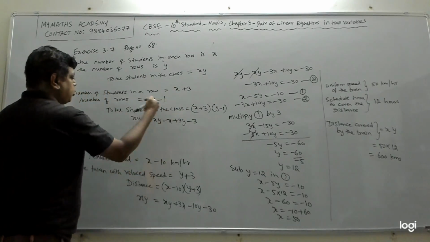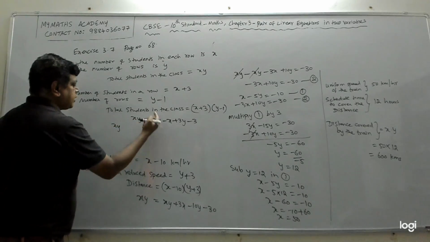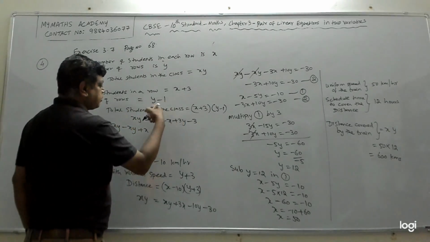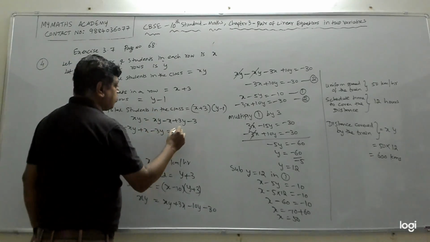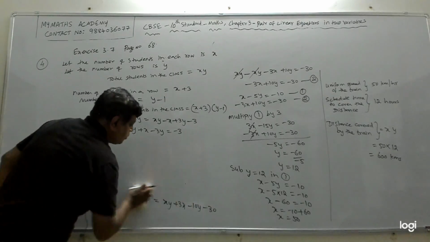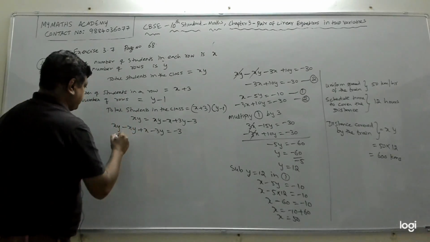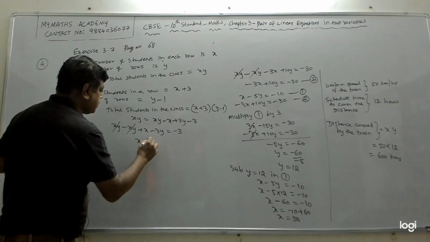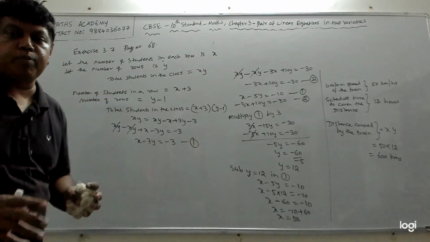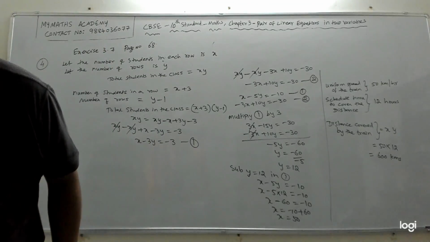Now let's bring everything to one side. We'll have xy. This xy comes here, it becomes minus xy. x comes here, it becomes plus x. 3y becomes minus 3y, equal to minus 3. Now again, if you simplify this, what do we get? xy goes, x minus 3y equals minus 3. This is your first equation. So from the first piece of information we got this first equation.